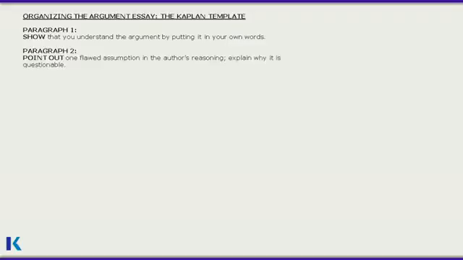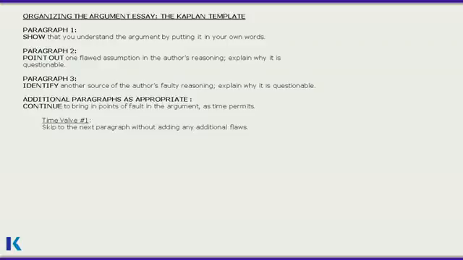In paragraph 2, you're going to point out one flaw in the author's reasoning. Then you'll elaborate and expand upon the problematic nature of the assumption. Paragraph 3 is more of the same. Explore another assumption that you consider problematic. Assumptions are problematic because they're either unwarranted or implausible. You may need additional paragraphs for any additional assumptions you discuss.